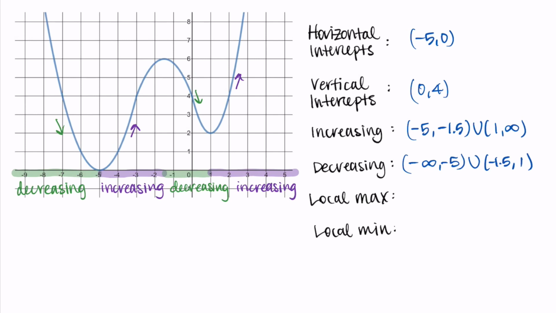Then our local maximums and minimums occur when we're switching from increasing to decreasing or vice versa. So we can answer our local maximums and minimums by using what we figured out with the increasing and decreasing. The maximums will occur when we change from increasing to decreasing. So that's at this point here at -1.5. And the local minimums occur when we change from decreasing to increasing. So there are 2 of those. I see one at -5, 0 and one at 1, 2.